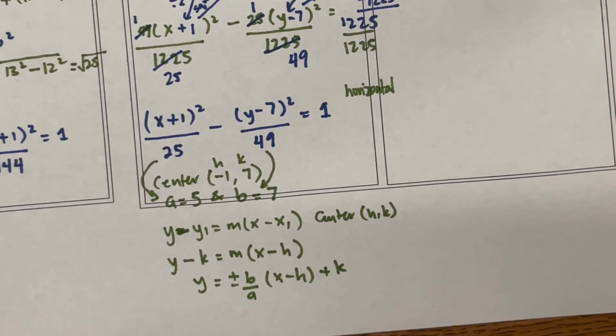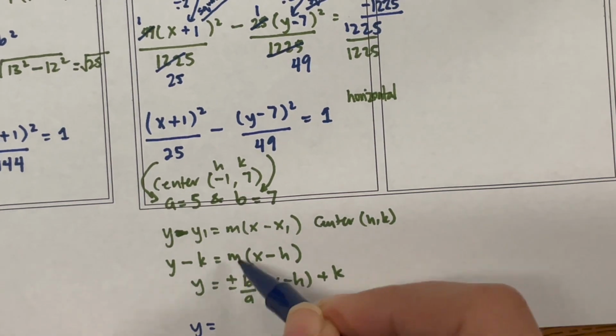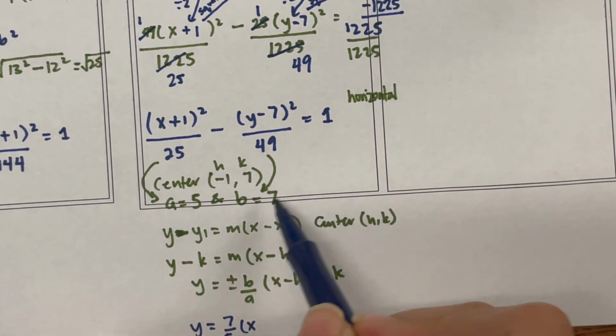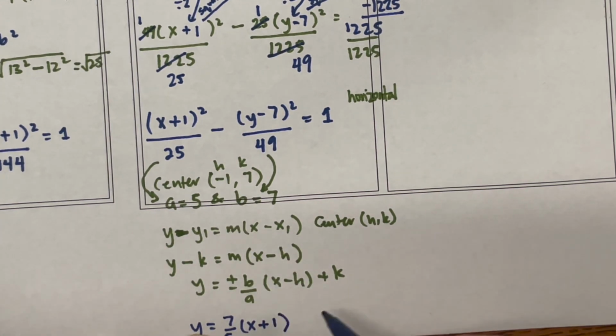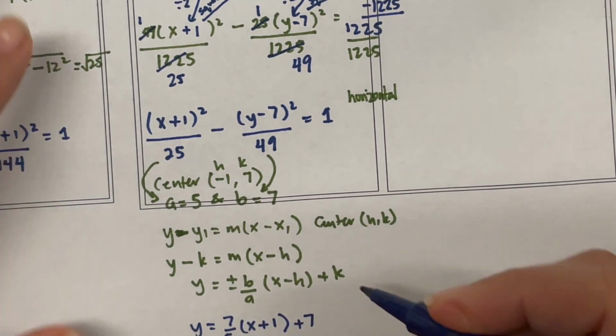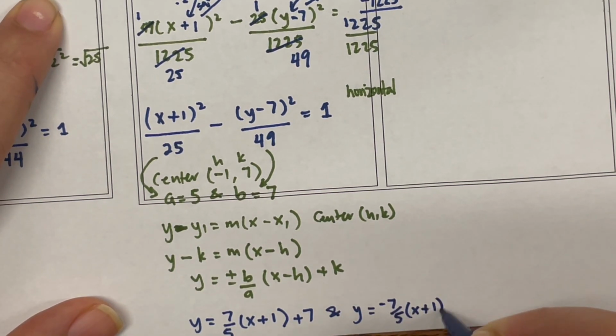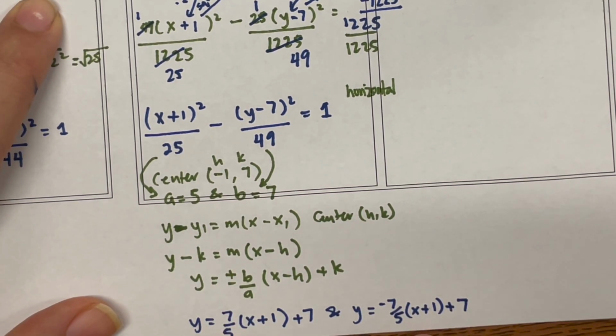So I just need to put in the numbers. So what's b? B is 7. So it's plus or minus 7 over 5, which is a, times x minus h. h is -1, so that's plus 1, plus k, which is 7. So one's going to be positive and one's going to be negative. And those are the equations of my asymptotes. Okay, let's practice.